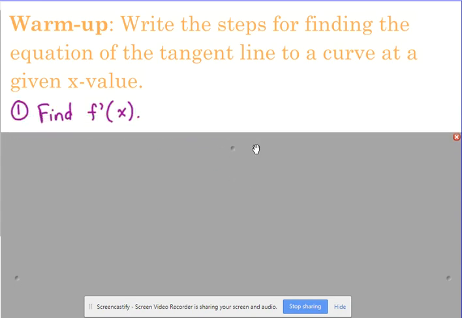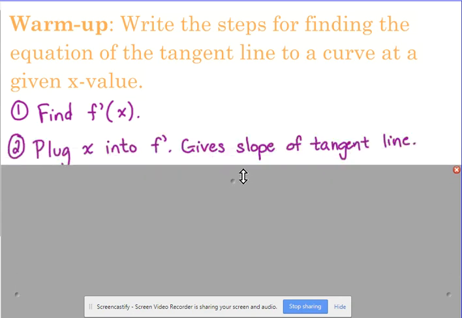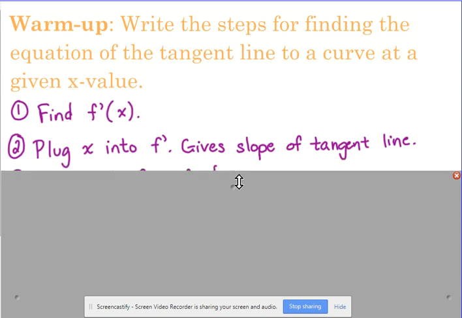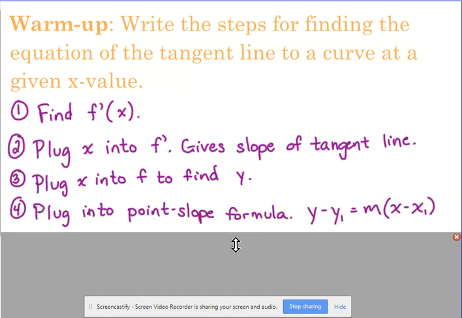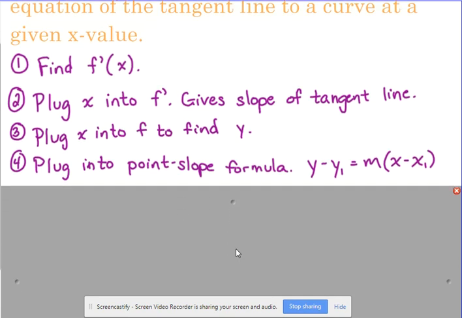So we start by finding the derivative, f prime of x, because the derivative is going to give us the slope of the tangent line. Then we plug our x value into our derivative, because that gives us the slope. Then if they just gave us the x value, we have to plug x into the original f of x to find our y value, and then plug into our point slope formula, y minus y1 equals m times x minus x1. Technically, you could have step 3 at the very beginning. It doesn't matter when you find the y value, but that's the general set of steps I'm looking for, okay?